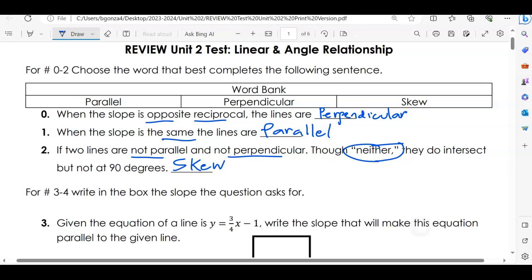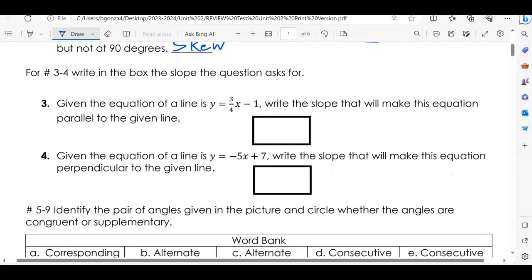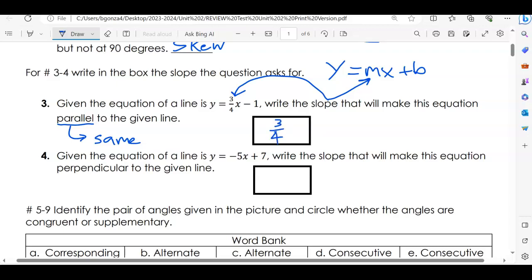All right, number 3, given the equation of a line is y equals 3/4 x minus 1, write the slope that will make the equation parallel. Now remember, parallel is the same. And if you remember, y equals mx plus b, the slope is the m, so the slope is 3/4. So if it's supposed to be the same, then my new slope would also be 3/4. Cool?